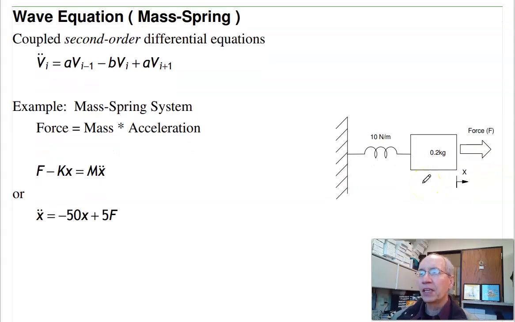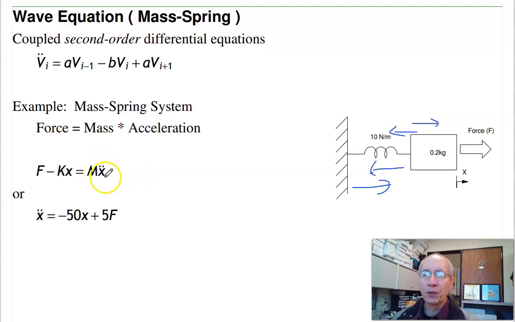In contrast, if I have coupled second order differential equations, I get the wave equation. An example of that with just a single term would be a mass spring system. For a mass spring system, force is mass times acceleration. The net force on the mass is the force that I apply minus the spring constant times displacement. So if I pull the mass to the right, the spring is going to pull me back left. That's the minus sign. If I push it left, the spring is going to push me right. So the spring is always opposite the direction of motion.